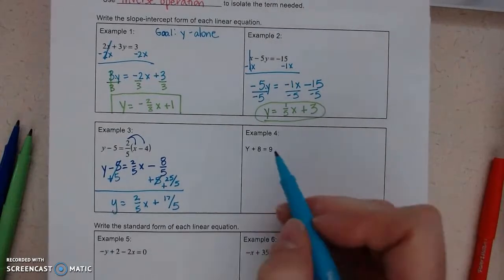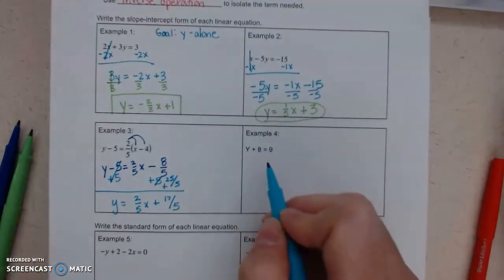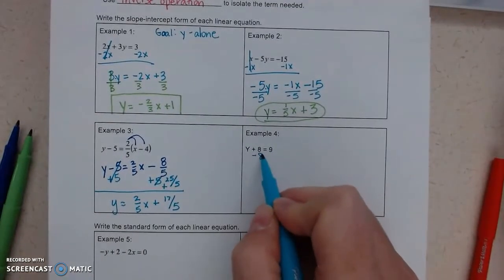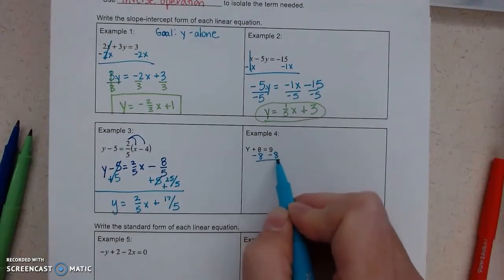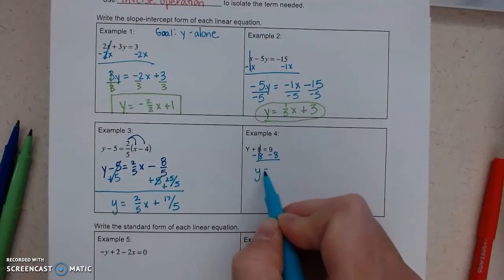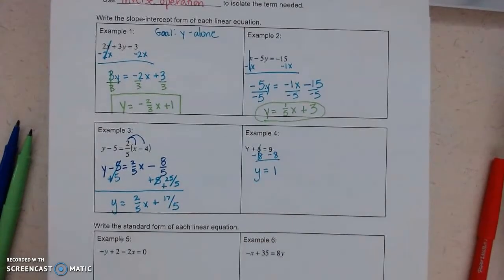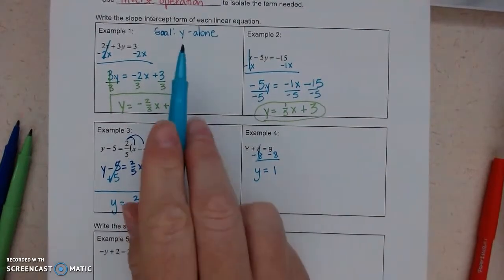The last example, these are all just numbers, so I'm going to subtract 8, so y equals 1. Now, that doesn't have a slope, but that's okay. Y is still isolated, and that was our goal.